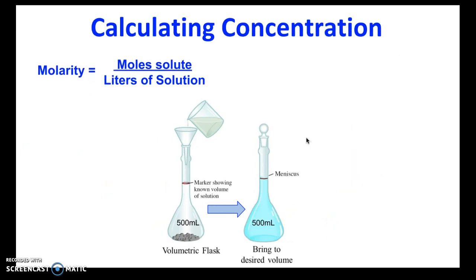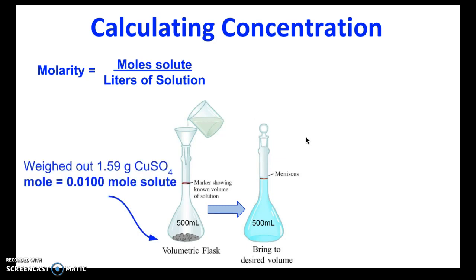All right, so once we have our solution made, how do we use that information to calculate concentration? Well, the way that we do that is, let's say we weighed out 1.59 grams of copper sulfate. If we did the math using the moles is equal to mass over molar mass equation, we would determine that this mass, 1.59 grams of copper sulfate, corresponds to 0.01 moles of our solute, copper sulfate.